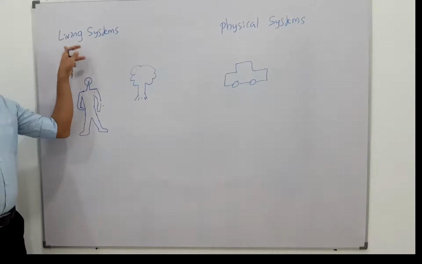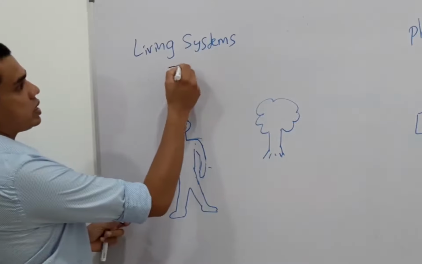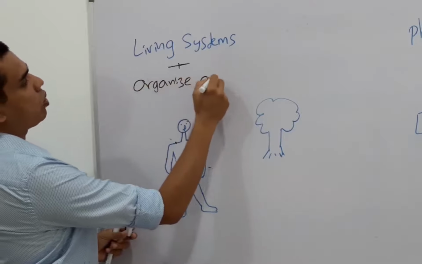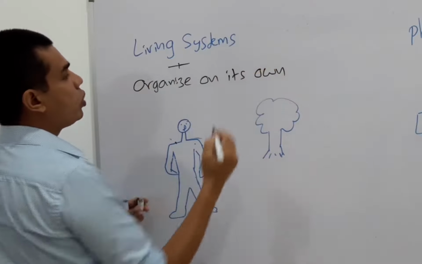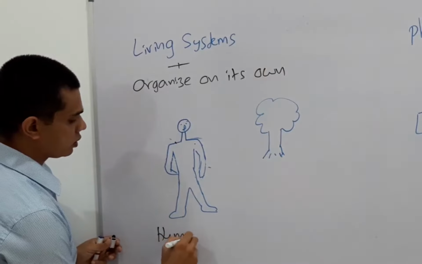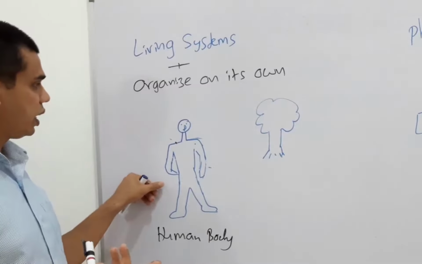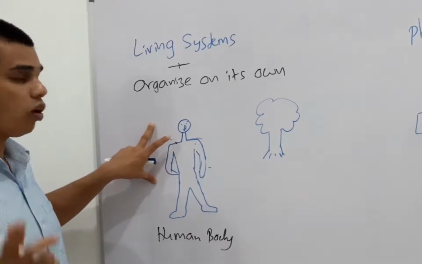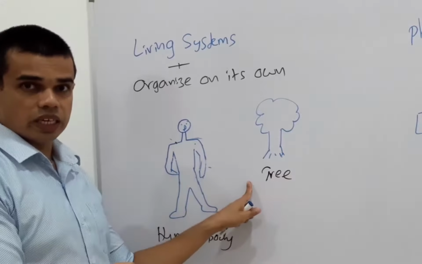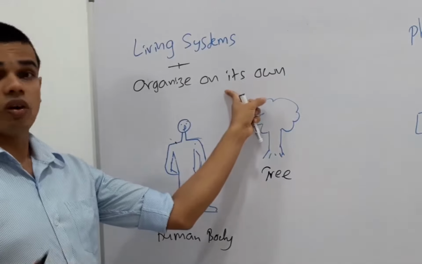The other two concepts are living systems and physical systems. A living system is a system which organizes everything on its own. No need to have any external influence. The best example is the human body. That's a living system. It lives on its own, so growing and even movements, all of them are on its own. Even a tree is a living system. The seed will grow into a big tree, so it grows and organizes on its own.